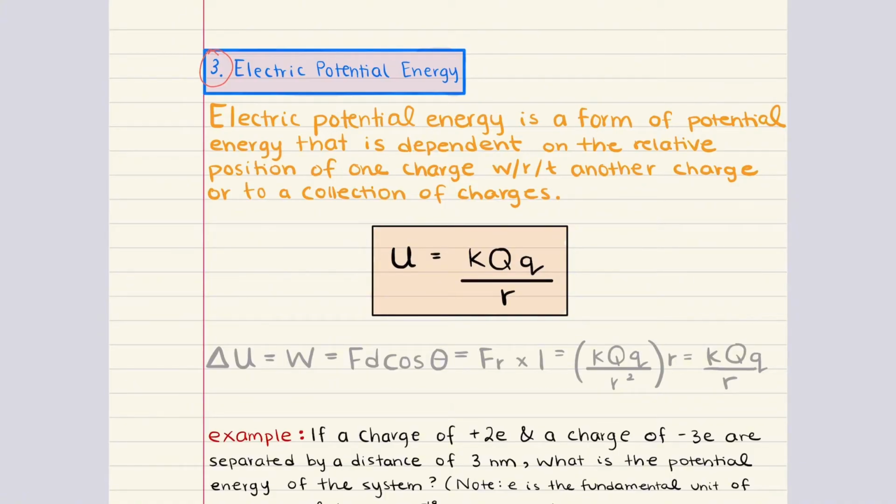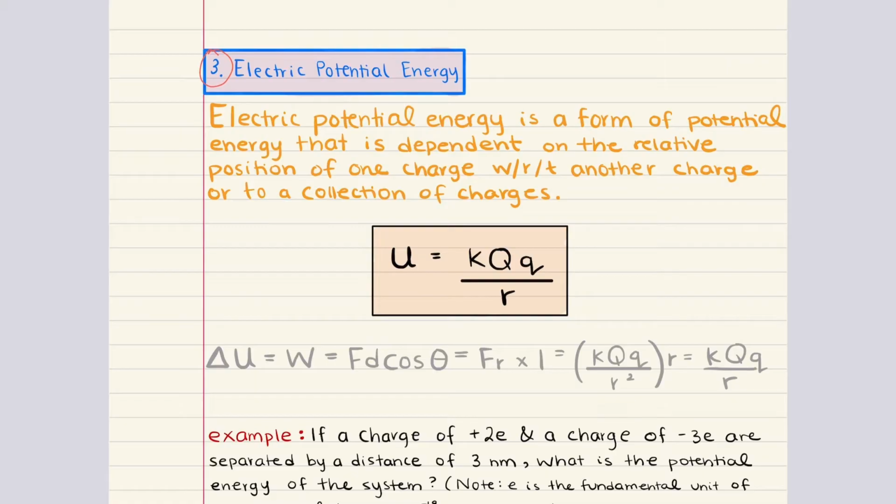Electric potential energy is just a form of potential energy that arises from the electrostatic forces between charges. And just as gravitational potential energy depends on the relative positions of masses, electric potential energy depends on the positions of charges within an electric field.